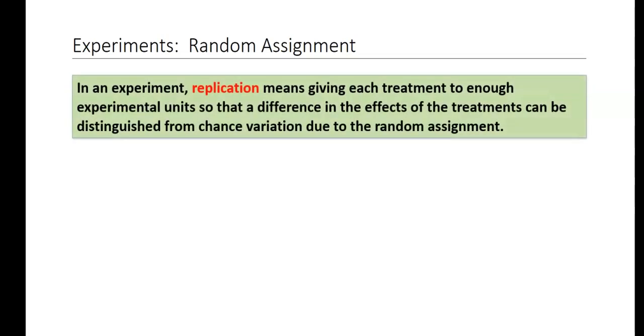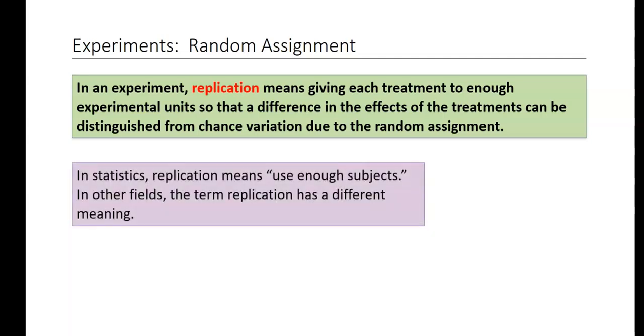Replication is that you have enough of a unit so that chance doesn't foil our results. So use enough subjects, right? If you don't use enough subjects, if your sample is too small, replication will not be there, and the results can be very flawed. Don't look up this term on the internet for replication because psychology and different fields define it completely differently. So in stats, did you use enough subjects, or should you take in a larger sample?